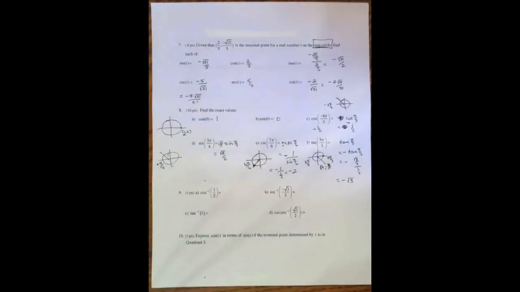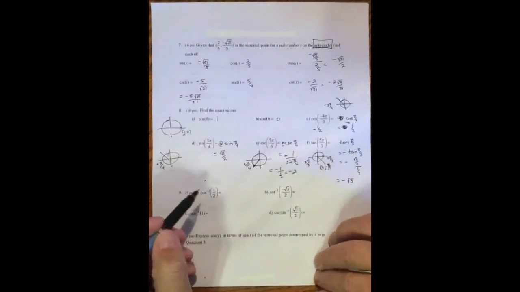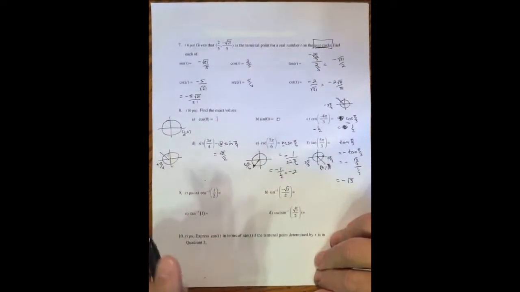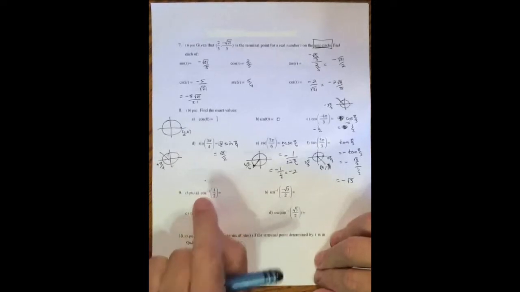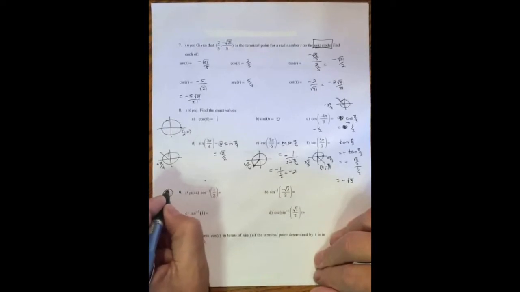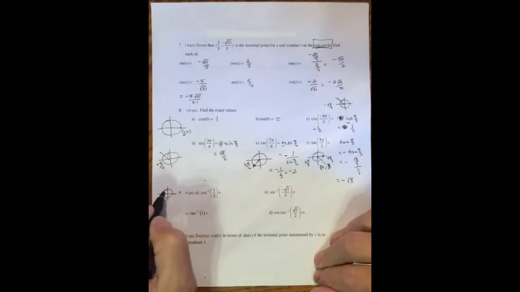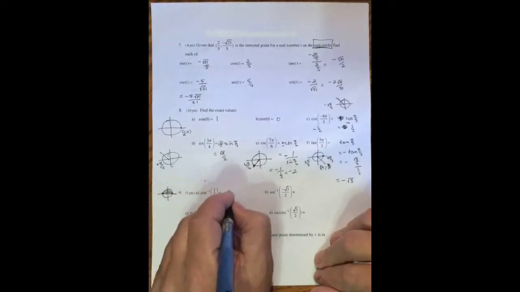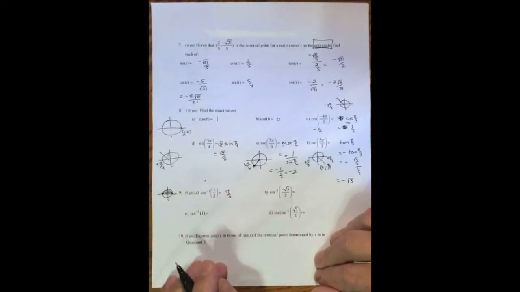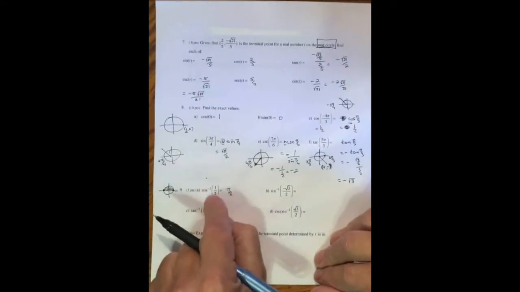Now, let's look at number 9. We want the inverse cosine of a half. Inverse trig functions are angles. So you're being asked the question, what angle has a cosine of a half? And you got to remember the domain of the inverse cosine is the top half of the circle. So what angle has a cosine of a half? Well, that's pi thirds. Okay, cosine of pi over 3 is 1/2.